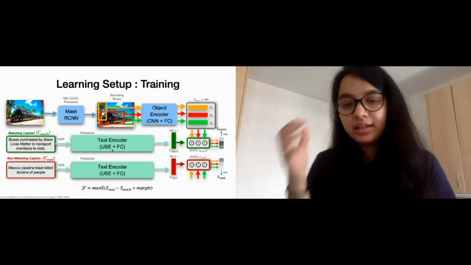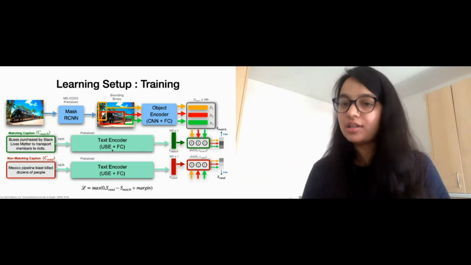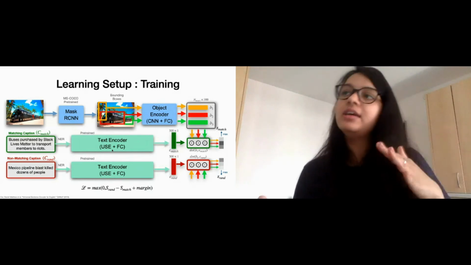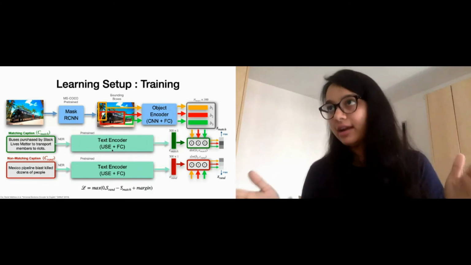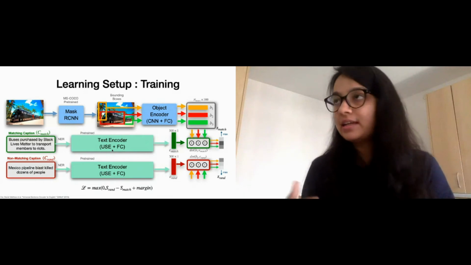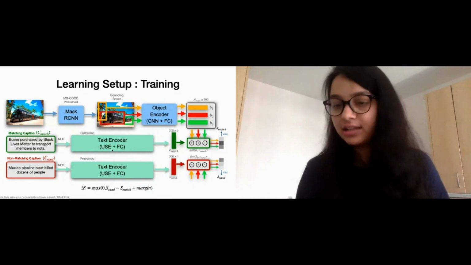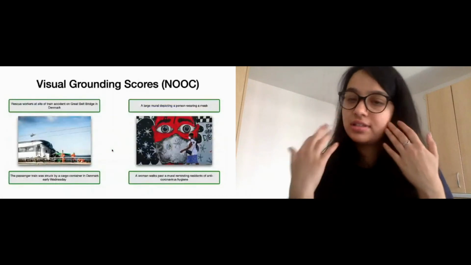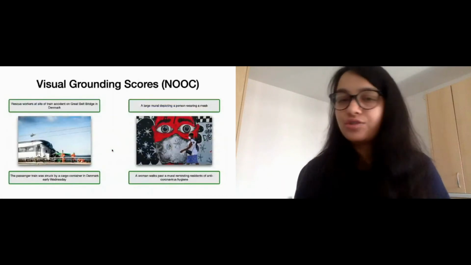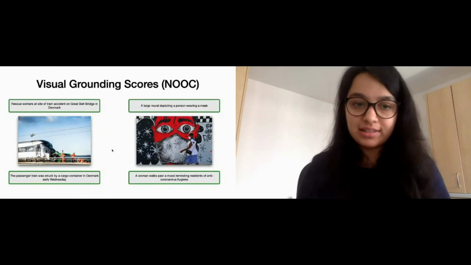And we train it with loss such that the score for the matching caption is higher than the score for a random caption. And this basically helps us learn grounding of the objects in the image. So here I'm going to show you some visual grounding scores that the model has learned.